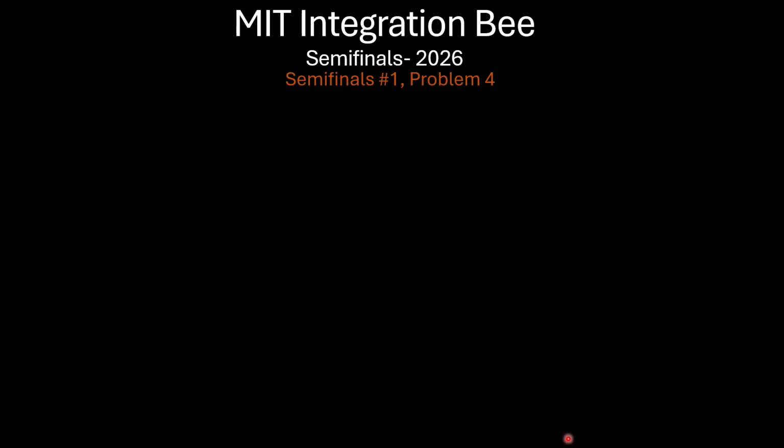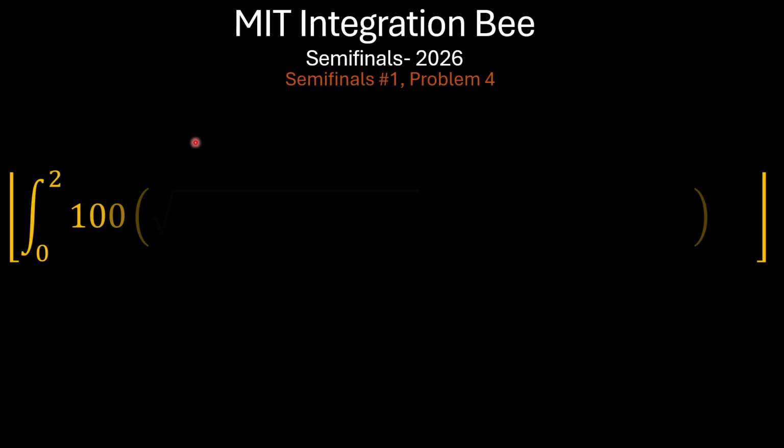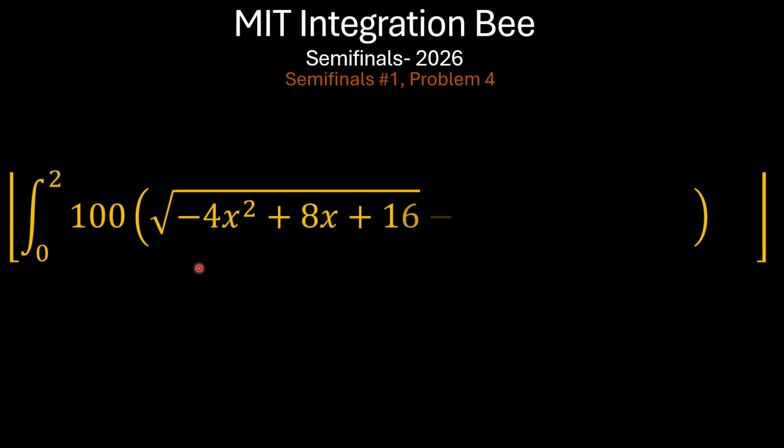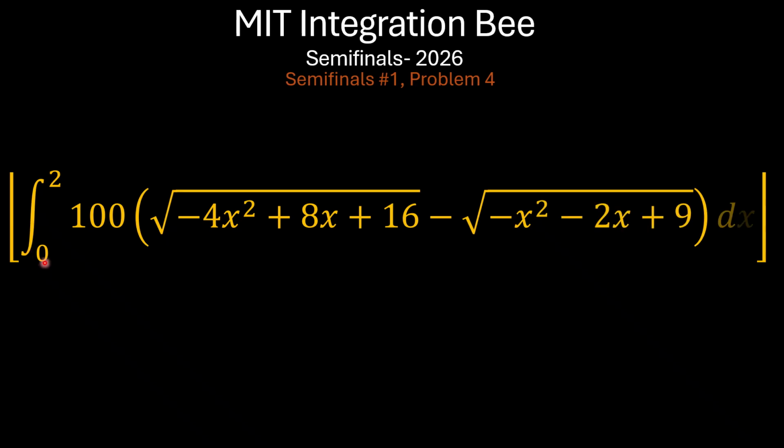Today we are on the MIT Integration Bee Semifinals, number 1 of the 2026 B, and we'll be looking at problem number 4, which is the floor of the integral from x equals 0 to x equals 2 of 100 times open bracket square root of negative 4x squared plus 8x plus 16 minus the square root of negative x squared minus 2x plus 9.